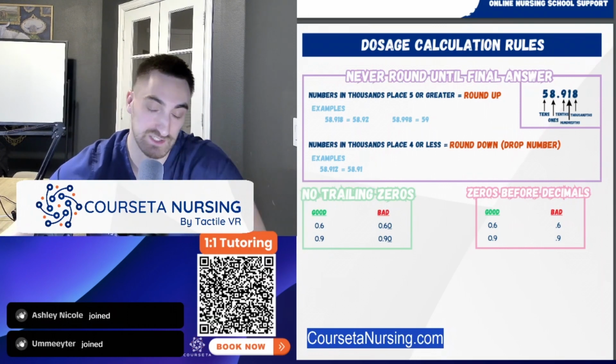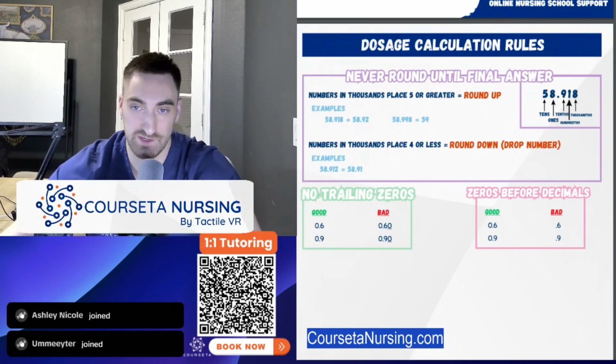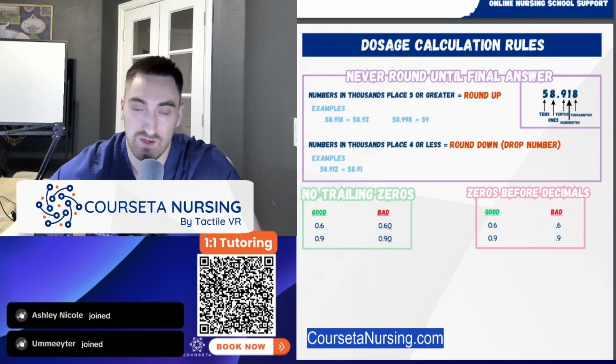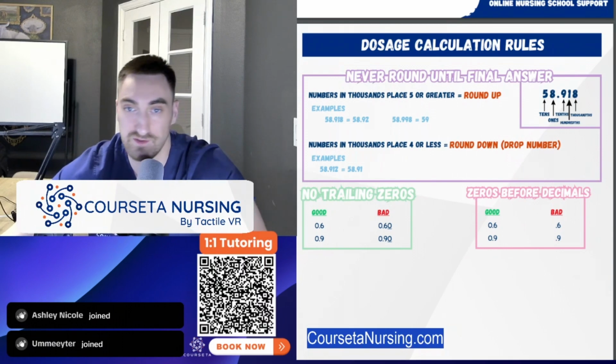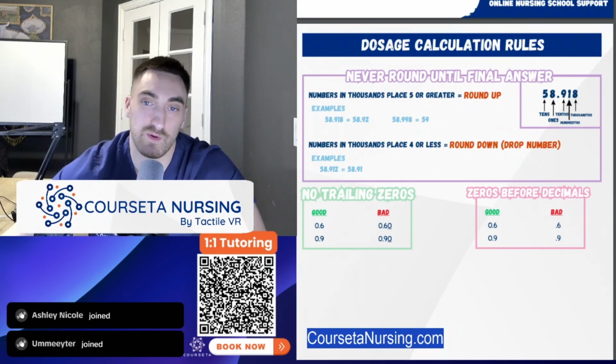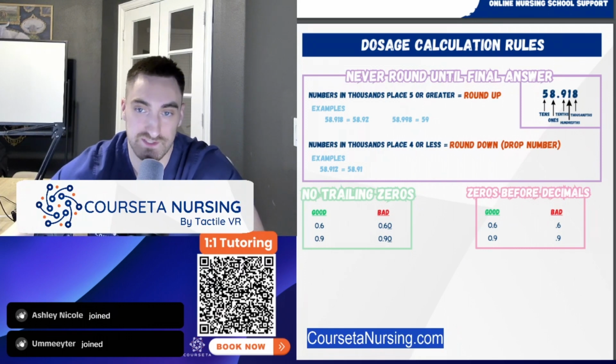The only number you should be rounding is your final answer, depending on how your instructors tell you to round. A lot of the time they'll tell you before the exam, or the question itself will tell you to round to the nearest whole number, for example. Right here you can see the number in the thousandths place, 5 or greater. You just need to know how to do your simple rounding. So 0.5 or greater, you round up, and 0.4 or less, you round down.